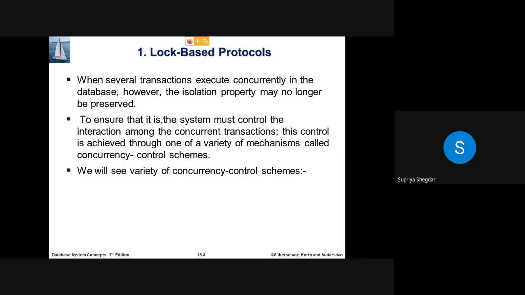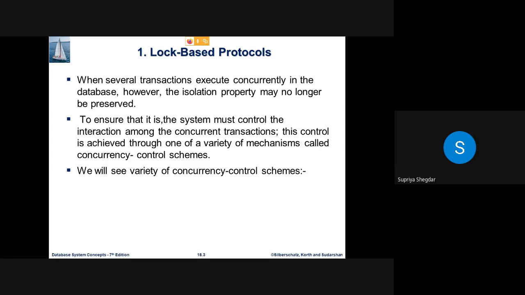We know that when several transactions execute concurrently in the database, the isolation property may no longer be preserved. If multiple transactions execute, it is possible that the isolation property will not be preserved. To ensure it, the system must control the interaction among the concurrent transactions. This control is achieved through the concurrency control mechanism or scheme, with the help of concurrency control management.